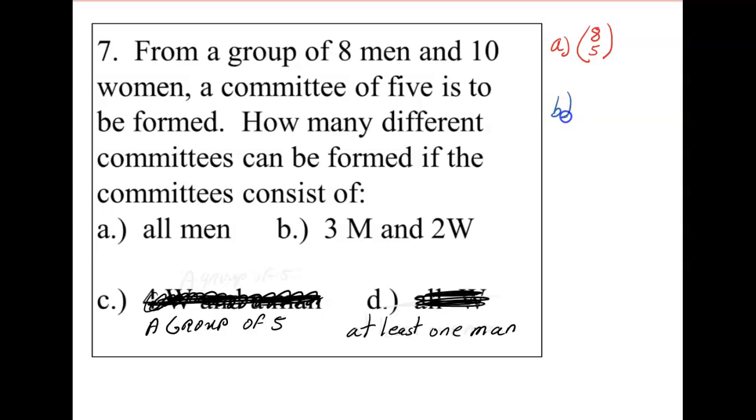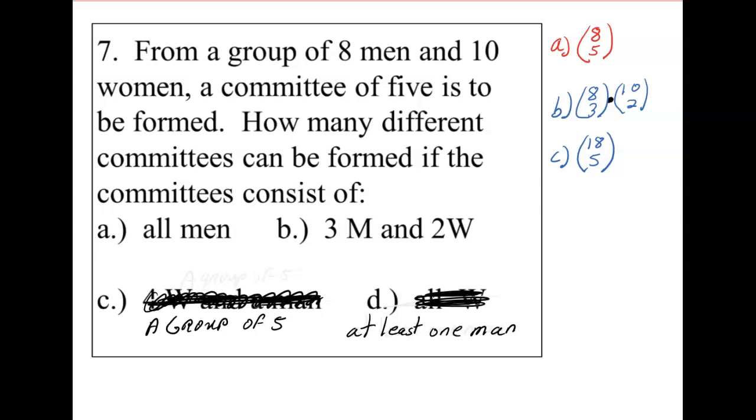For part B, I want 3 men and 2 women. So out of the 8 men, I need to choose 3 of them. And then out of the 10 women, I need to choose 2 of them. And this is the fundamental counting principle, so I need to multiply those 2 values. For part C, I just want a group of 5. Well, there's a total of 18 people, 8 men and 10 women, and I want to choose 5 of them.